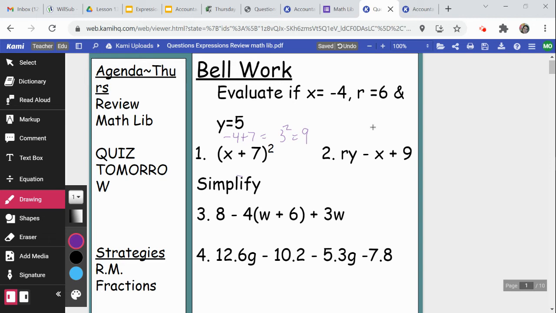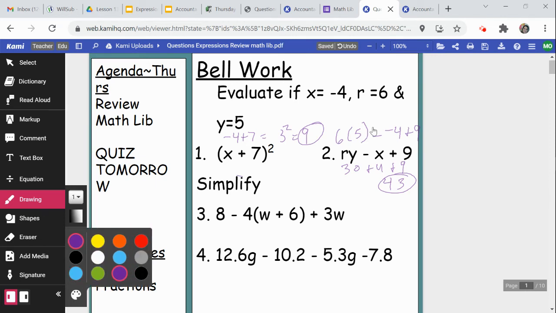R times Y, so that means 6 times 5 minus -4 plus 9. That's really 30 plus 4 plus 9. So 34 plus 9 makes 43. Okay.